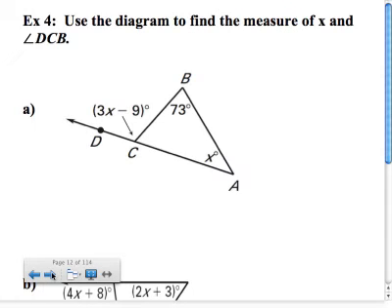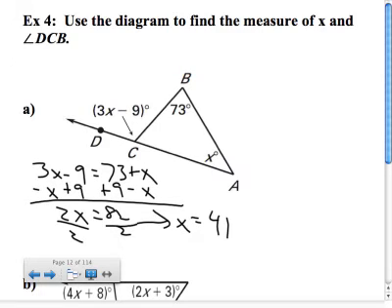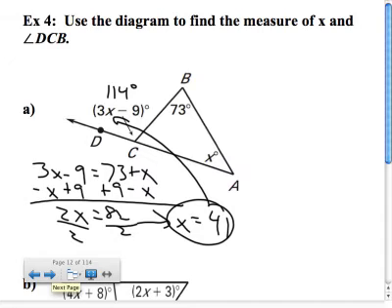Again, no different here, except now we have variables. So we have 3x minus 9 equals 73 plus x, and now you just use algebra. Subtract x, add 9, so 2x equals 82. Divide both sides by 2, tells you x equals 41. And this says find the measure of angle DCB. So just plug this back in here. 3 times 41 is 123, minus 9 is 114 degrees.